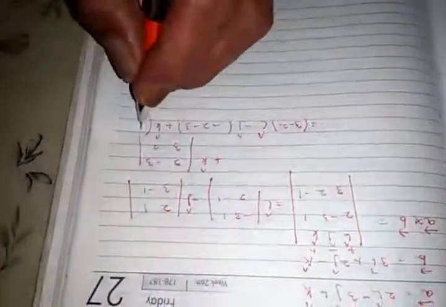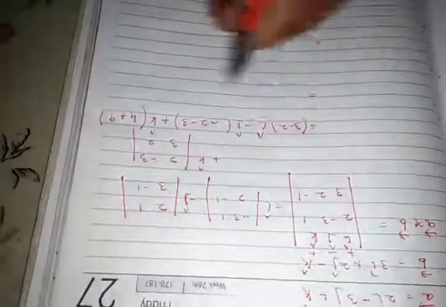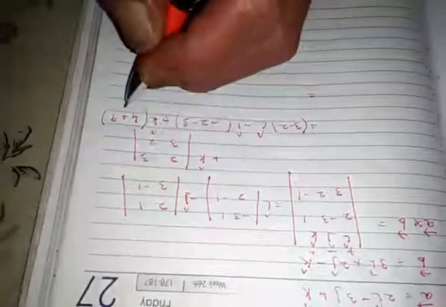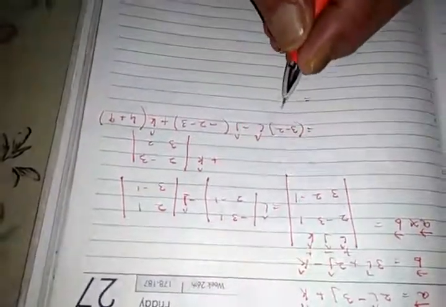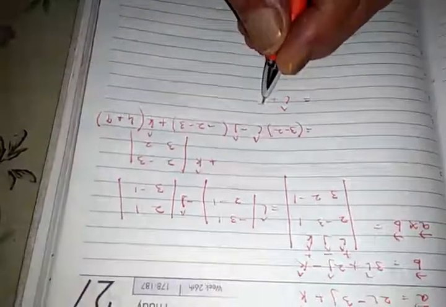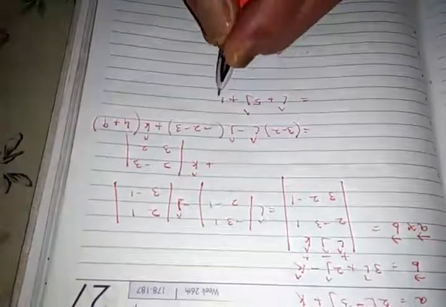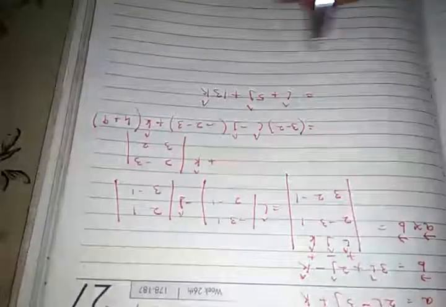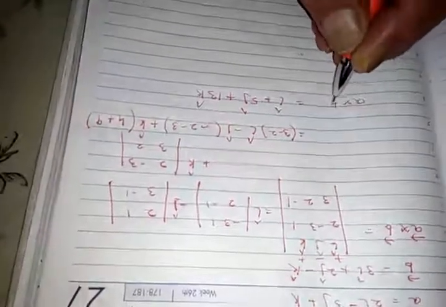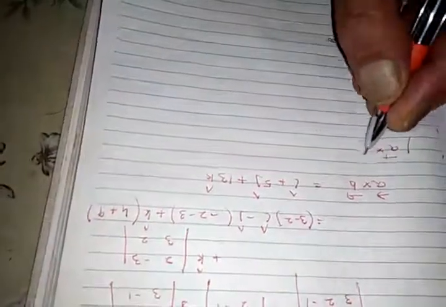2 times 2 is 4, plus 9. So it is (3 minus 2) i minus (-2 minus 3) j, which is plus 5j, plus k (4 plus 9), that is 13k. So A cross B is i plus 5j plus 13k. This is the cross product of two vectors, vector A and B. Now you want the magnitude. What is the magnitude of A cross B?